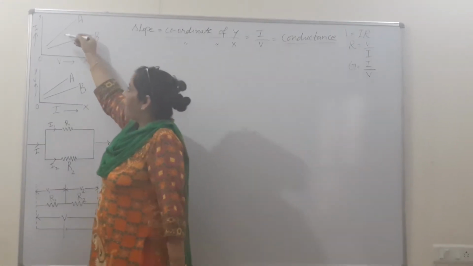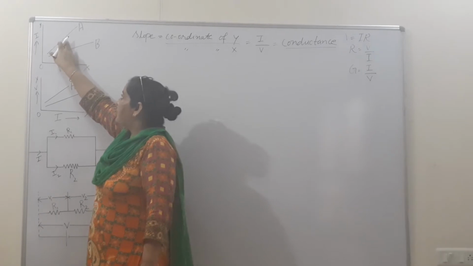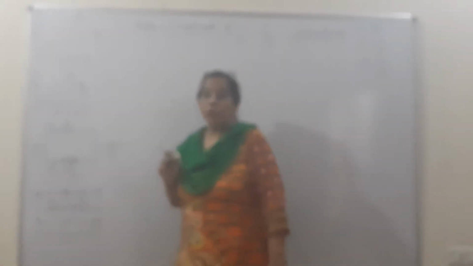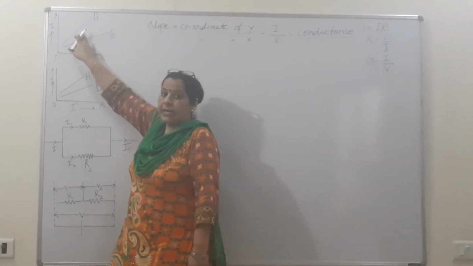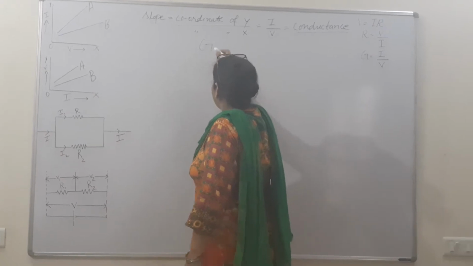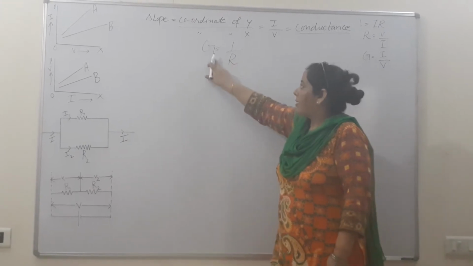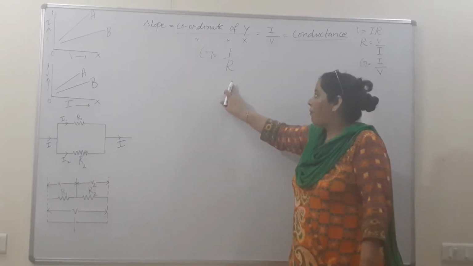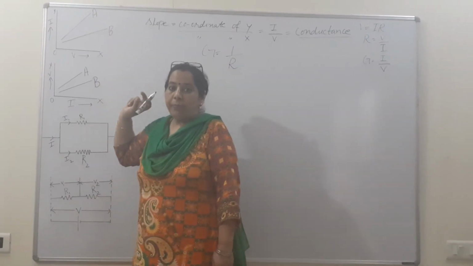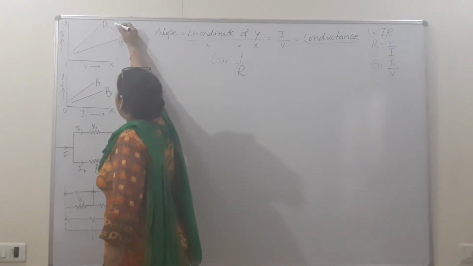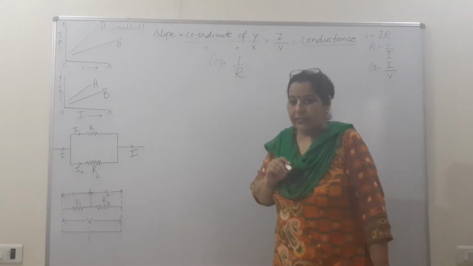Next important point, from the graph always remember which is steeper. A is steeper, and whichever is steeper will have more slope. It means A has more slope, so A has more conductance. But conductance is the reciprocal of resistance. Conductance and resistance are reciprocal of each other. A has more conductance, so its resistance will be less. So, beta, it must be connected in parallel, because in parallel the resistance is less.